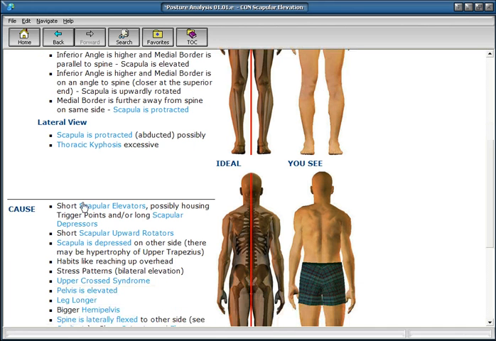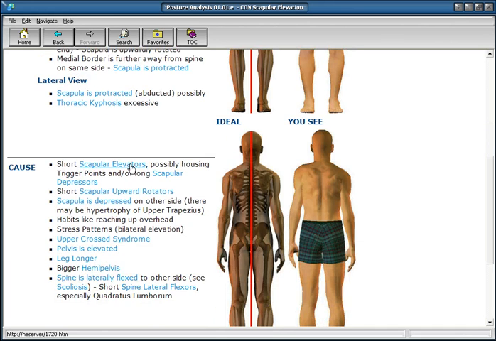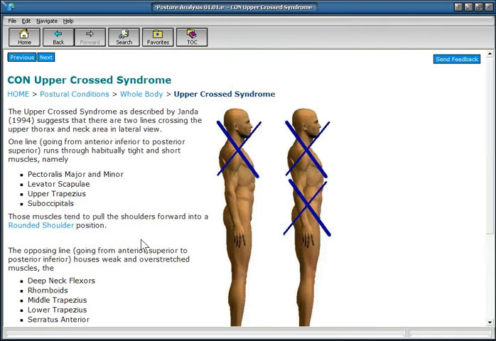And it gives you, again, a couple of different causes for that, so you can actually track down muscles that might be involved, or other conditions like the upper cross syndrome. If you want to have a quick look at that, this is Janda's description of the upper cross syndrome. So you've got a couple of choices as to where you want to go with evaluation of your treatment. All right, and that's the end of this short tutorial.